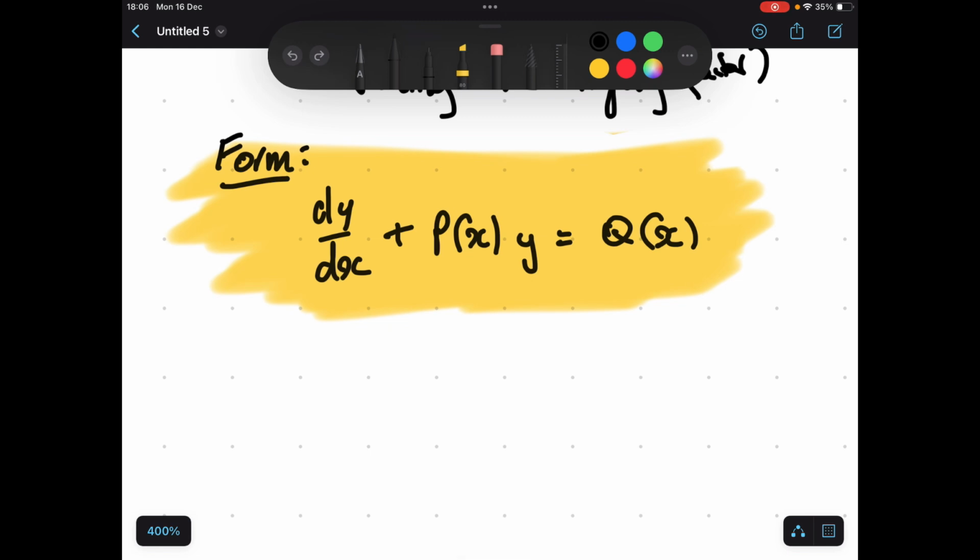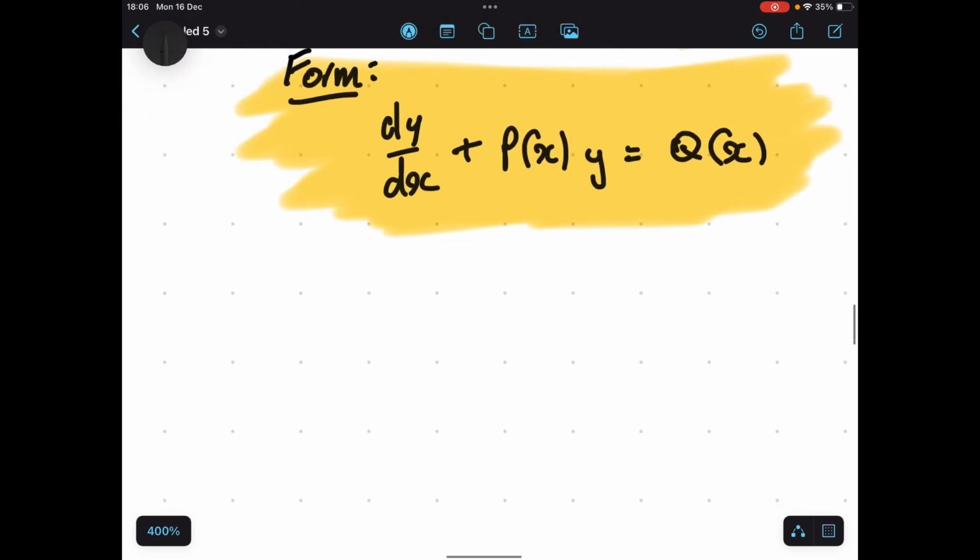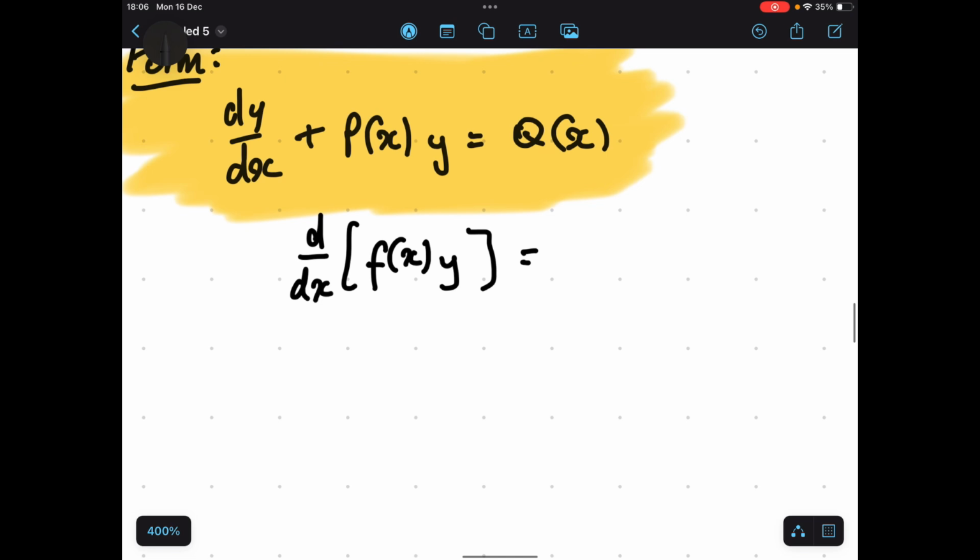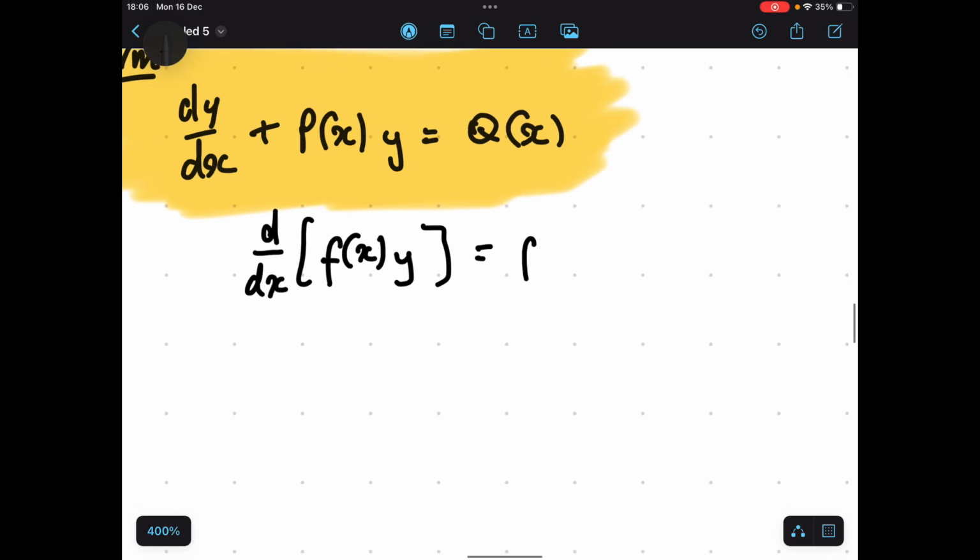And what I want to do is I want to be able to solve this, because let's explain a little bit of the intuition here. If I take a derivative of a function, let's just call it f of x, multiplied by y, okay? Well, what happens is I can use the product rule. You should know we can use the product rule here, and we can just get f dash of x y plus f of x dy over dx.